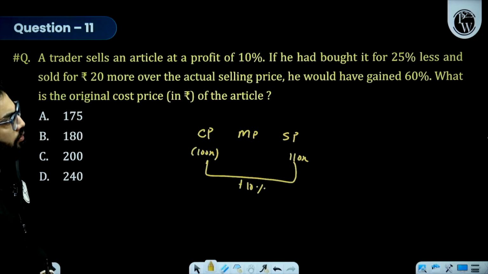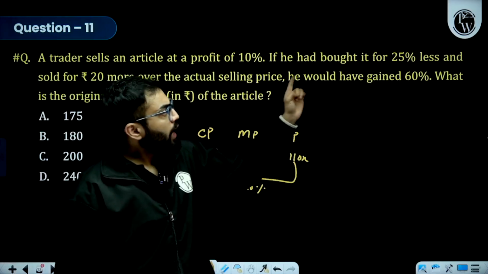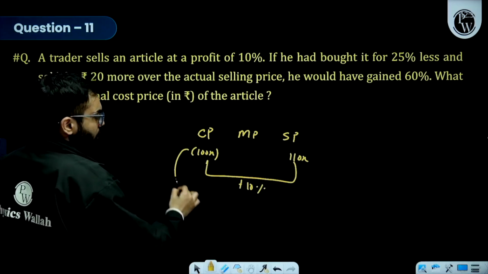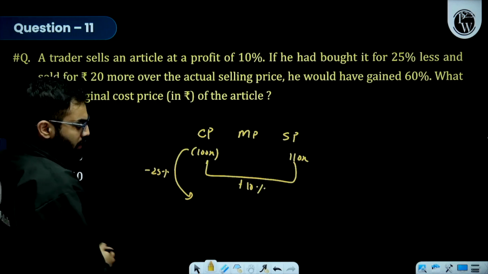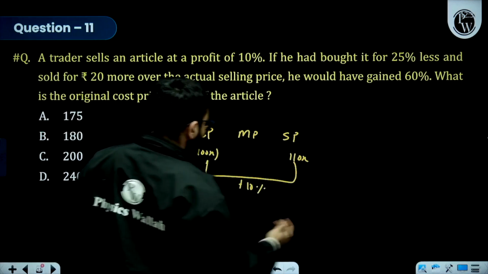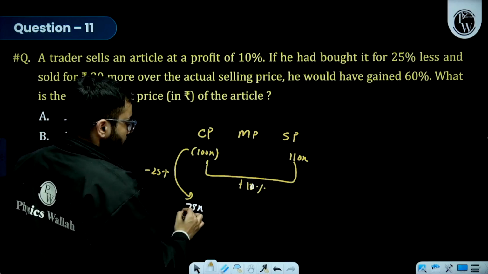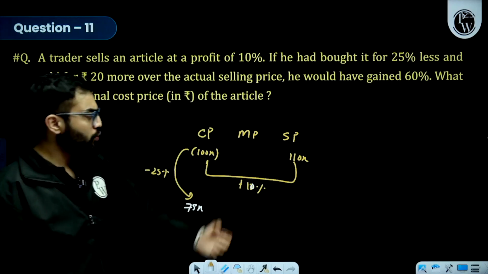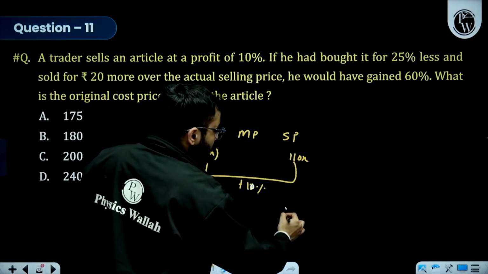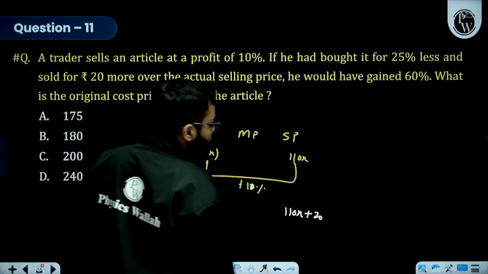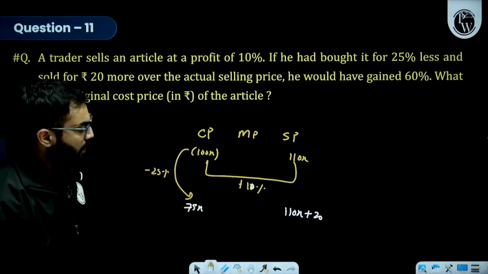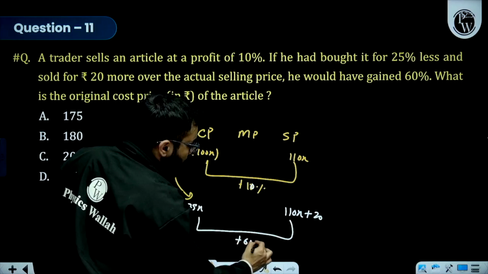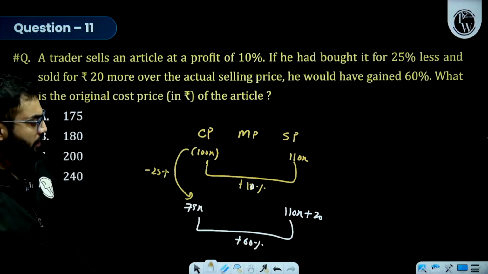And the second condition given to us is that if he had bought it for 25% less, so rather than buying it at 100x, if he had bought it for 25% less, that means if he had bought it at 75x, and sold for rupees 20 more over the actual selling price. So the actual selling price is 110x, and if we would have sold it for 20 over the actual selling price, in this case the profit percent would have been 60%. This would have been 60%. So I hope everything till here is clear.